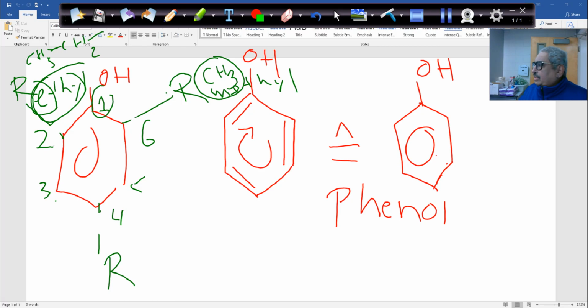Correct? You have to watch for the substituents on the phenol ring according to the alphabet. The numbering goes according to the alphabet. So if you have a substituent that starts with A, the A will take over the E and the M, and so on. Okay, guys? So now let's go for the chemical reaction we will do.